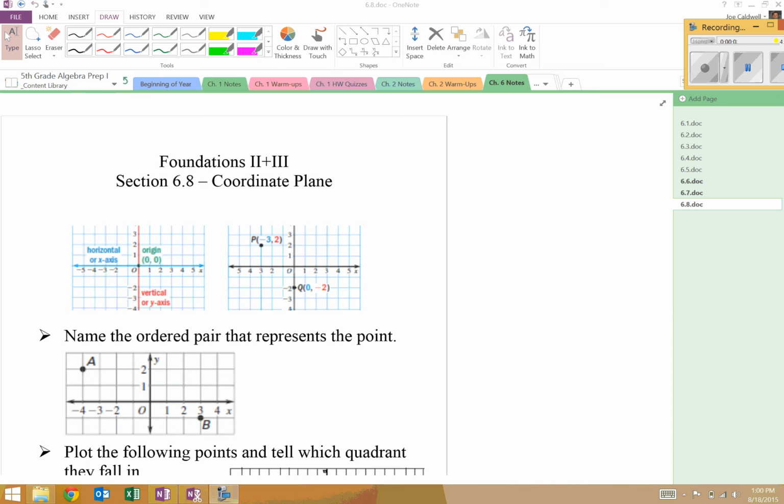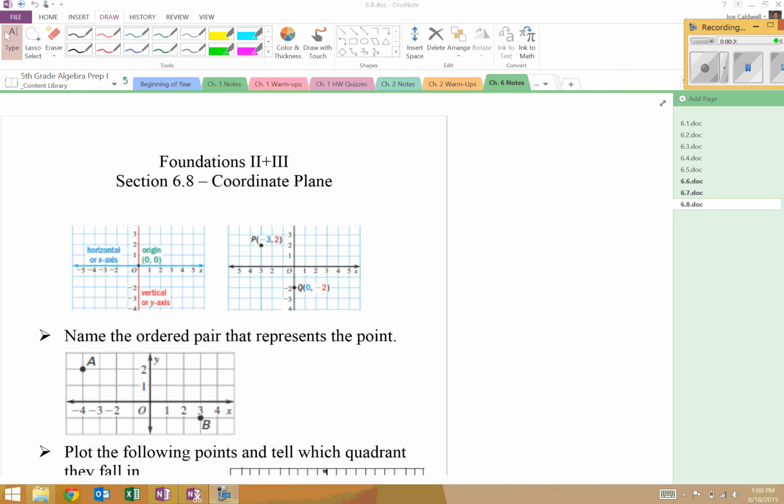All right, 6.8 deals with a little bit of graphing, coordinate plane. Let's get some vocab words down. The y-axis here is vertical, we should know that from graphing, and where the vertical y-axis and the horizontal x-axis meet is called the origin.